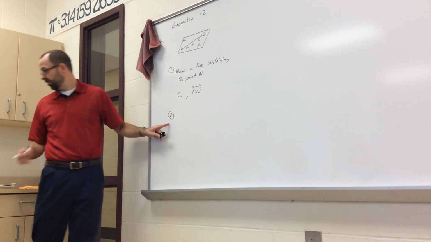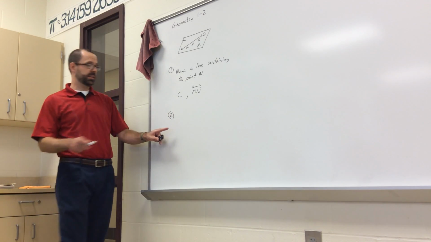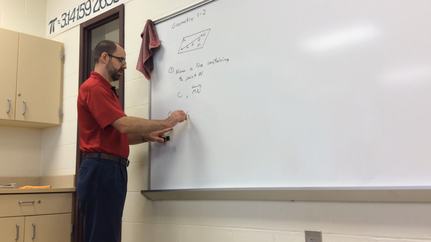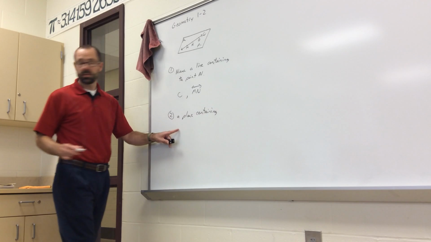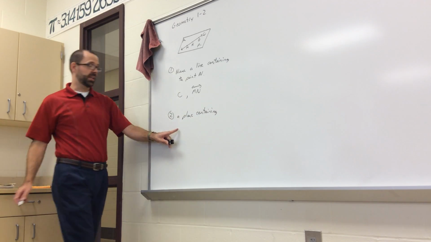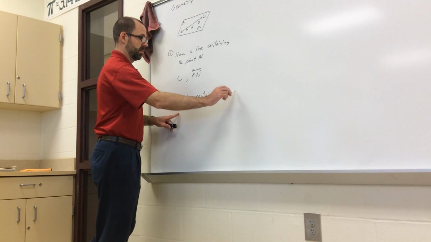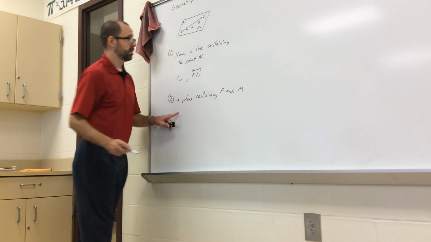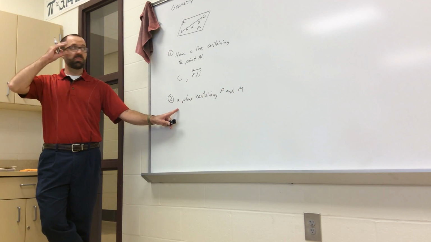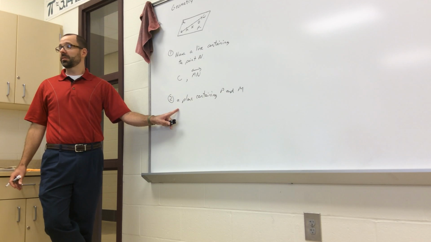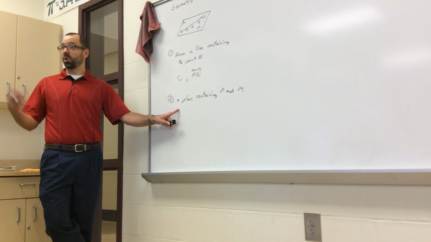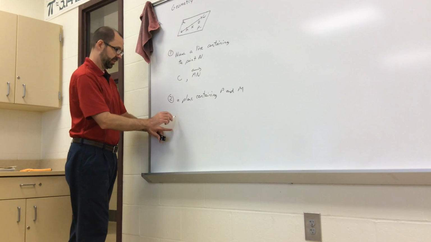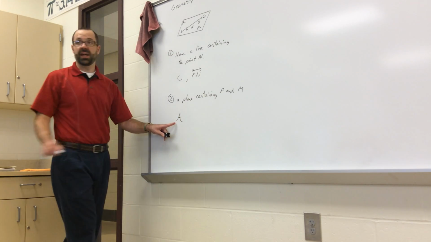Okay, number 2 is a plane containing P and M. Raise your hand if you can name the plane that contains P and M. Yeah, awesome. So one way to name a plane is with the capital letter. Good. So capital cursive A.